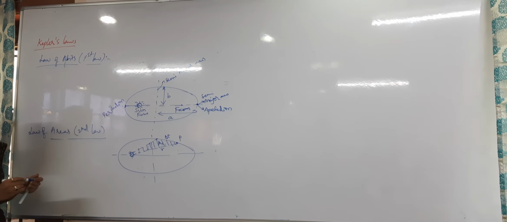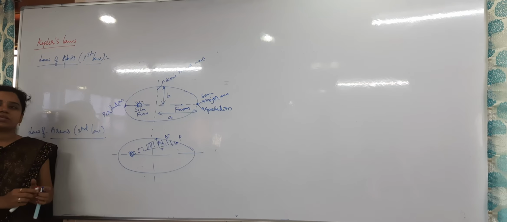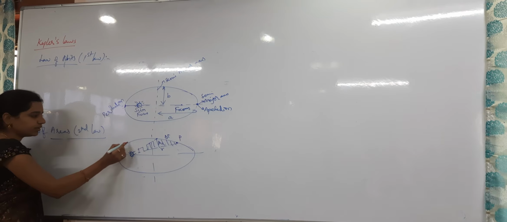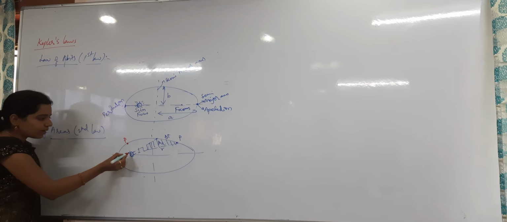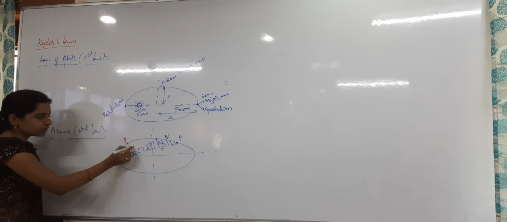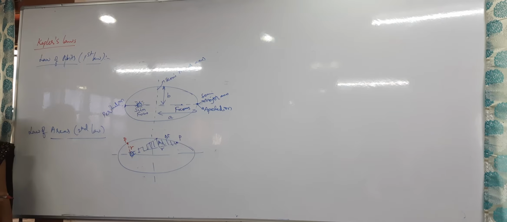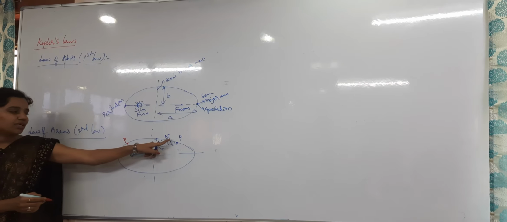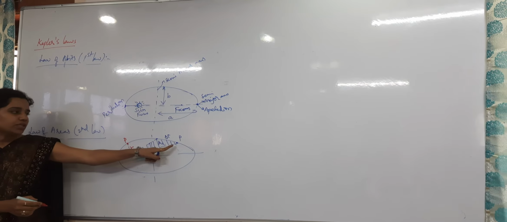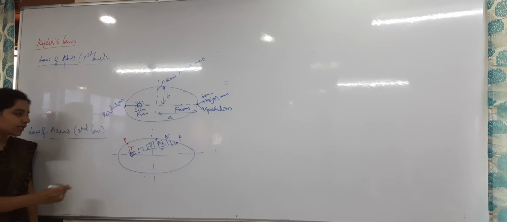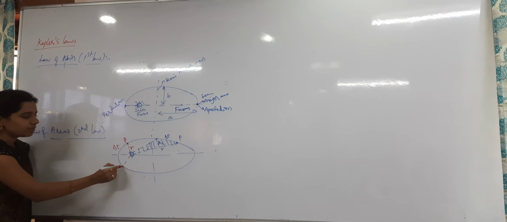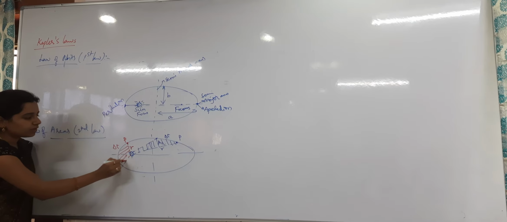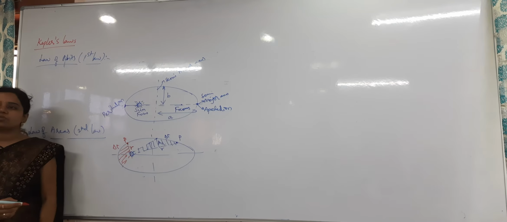Then next, I take the same planet at some other place, at this place. Here this is the radius vector from the planet to the sun. Then in the same time delta t, for example in 1 hour, it is sweeping this much of area. Again in the same time delta t, it will sweep the same area only. If you find out this area and this area, both should be the same.